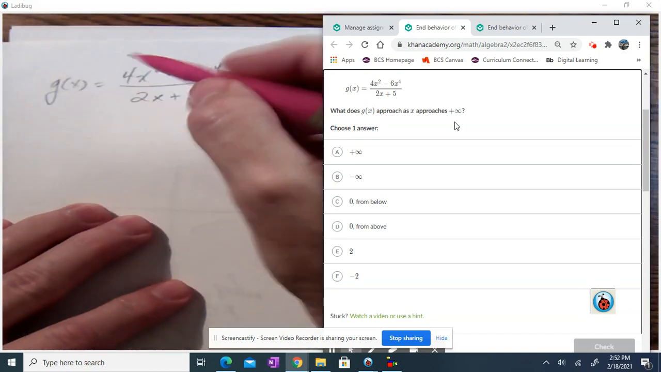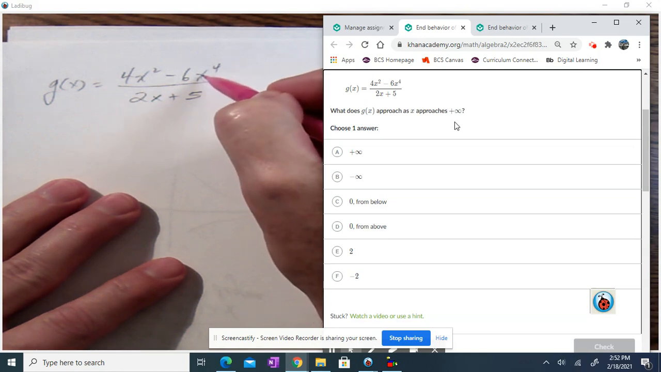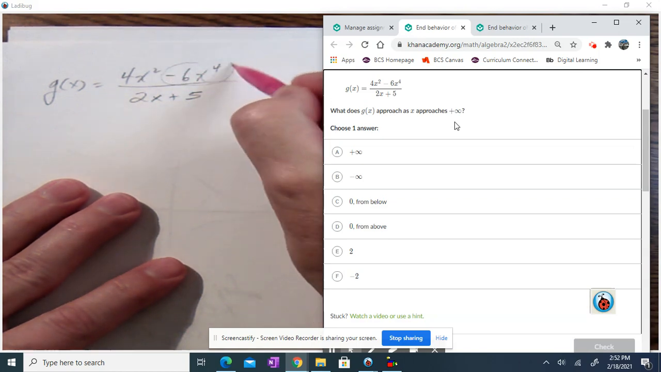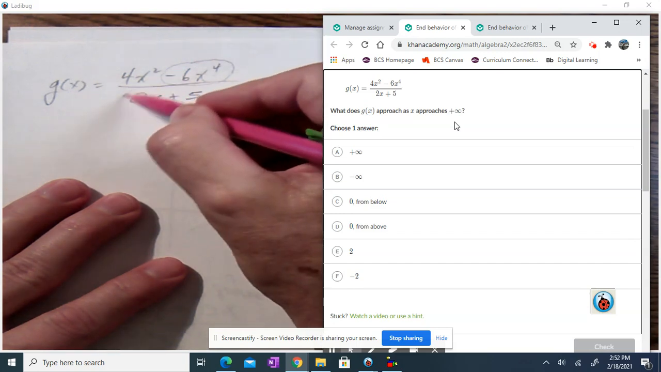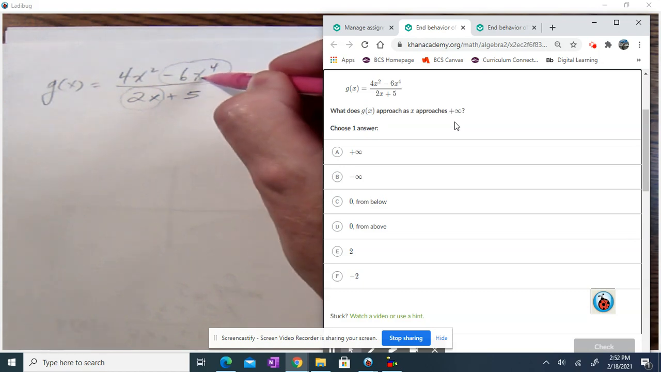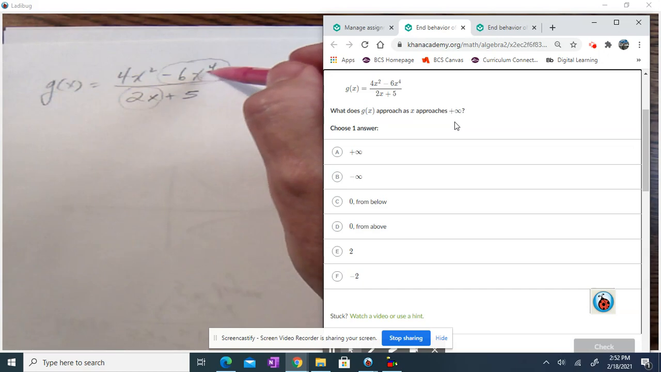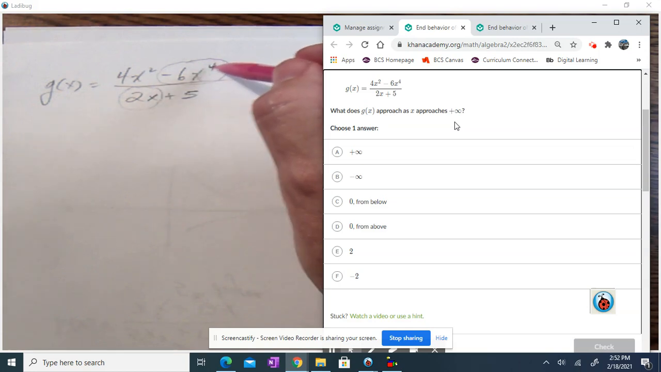Okay, so as x gets very, very big, this term is going to take over on the top, and this term is going to take over on the bottom. The top is going to grow much greater, right? It's going to get bigger faster than the bottom. So it's going to go off into infinity because the top of the fraction is growing faster. And this is why improper rational functions don't have a horizontal asymptote. It's because they just grow and grow and grow.